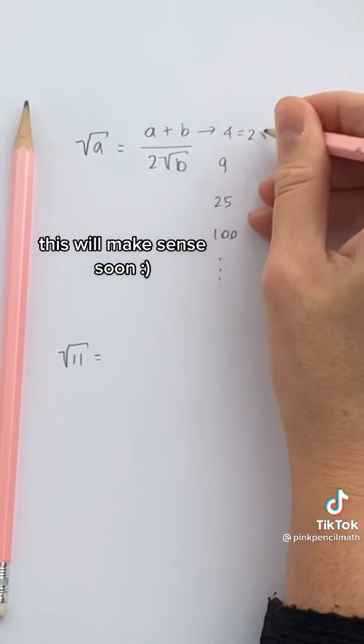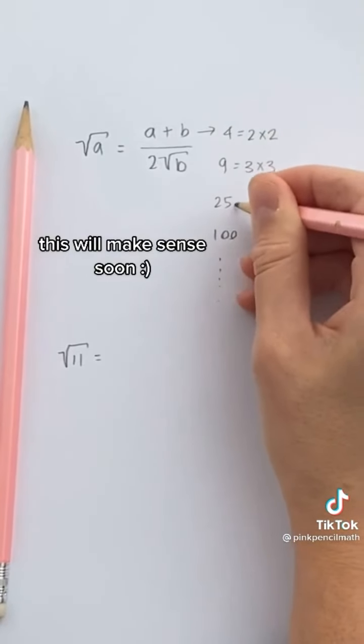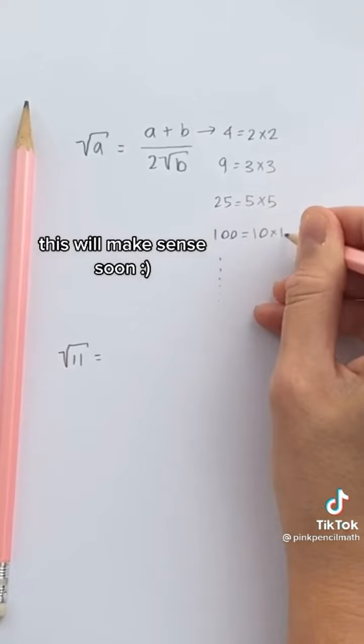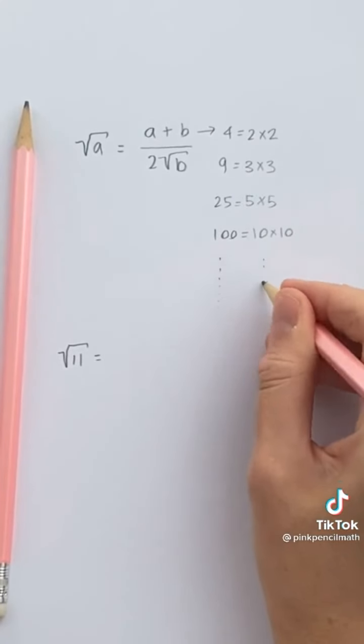These are called perfectly squared because, well, they are special, and they're what happens when you multiply a number by itself, like 2 times 2, 3 times 3, 5 times 5, 10 times 10, and so on.